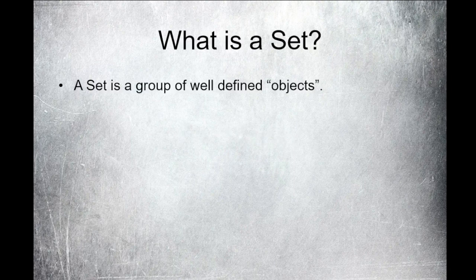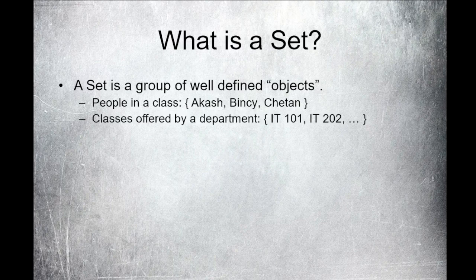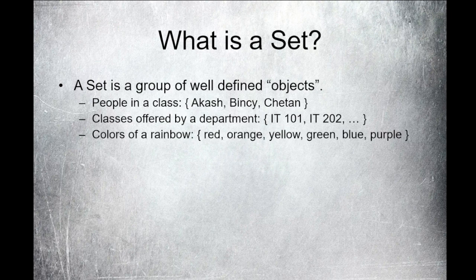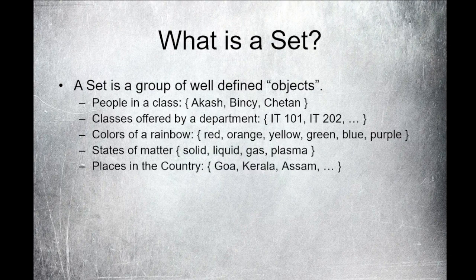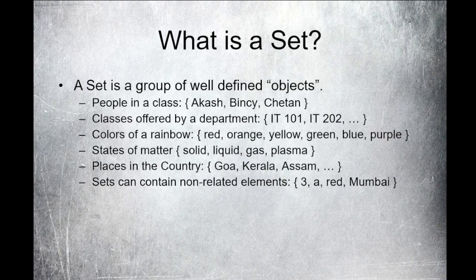So let's move. Here in set theory, we can say that a set is a group of well-defined objects. A group of objects can be a group of students, like people in the classroom, or the different classes offered by a department, like IT 101, IT 202. It can be the colors in a rainbow, the states of matter, places in the country, or it can be a combination of different, non-related elements like numbers, characters, places. It can be a group of that type of objects also.